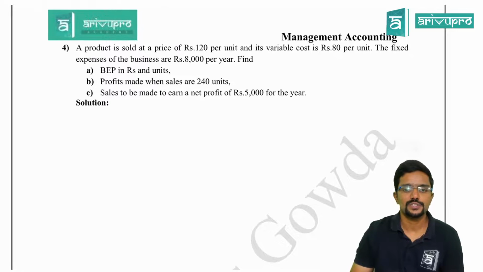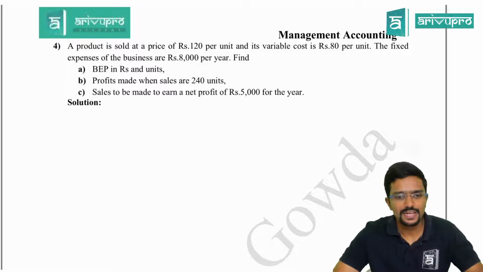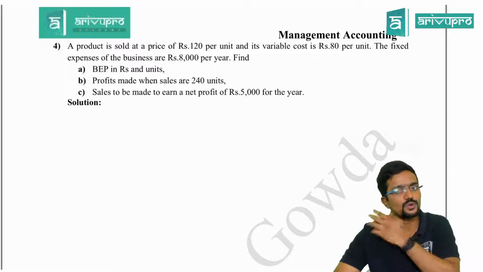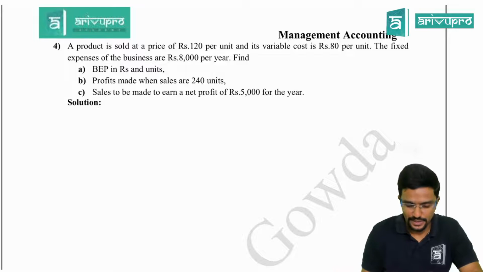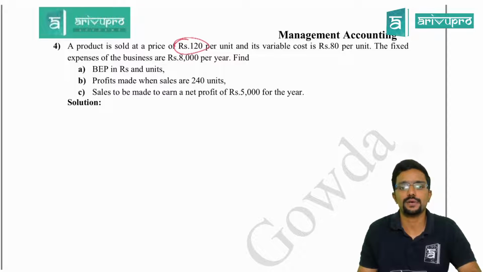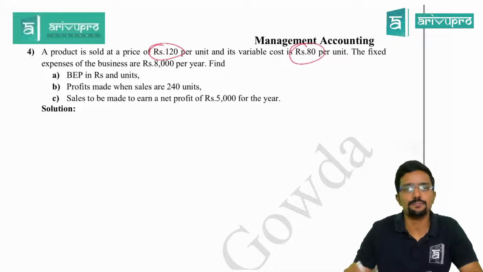Fourth question. Pay attention. Here I have asked 2-3 things, so it is approximately 4 requirements. In the first question, there are 2 requirements, so totally there are 4 requirements which we have to do in this problem. A product is sold at a price of 120 per unit. So this is the selling price per unit, guys. 120 is the selling price per unit. And variable cost is 80 per unit. So this is per unit.